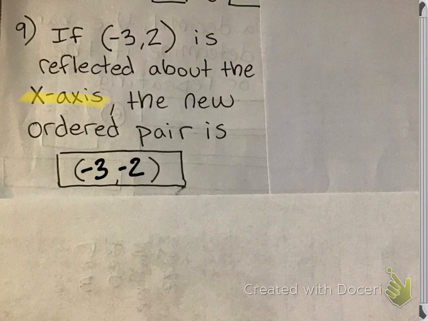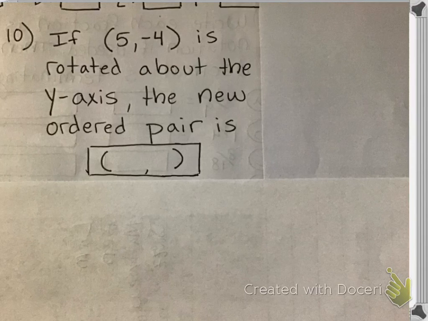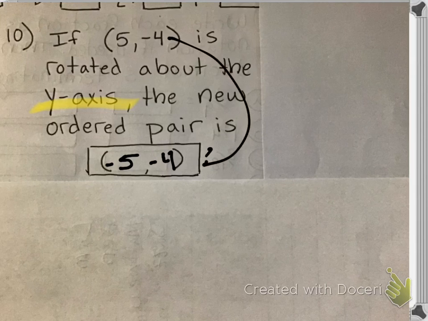It just changes. As such, the last one that we're going to look at is if 5, negative 4 is rotated about the y-axis. The new ordered pair is what? I want to see. Justin, can you tell me the ordered pair? Negative 5, negative 4. Perfect. We get negative 5, negative 4. Because in this case, the y value stayed the same and our x became the opposite. It became the opposite, which is negative or positive.